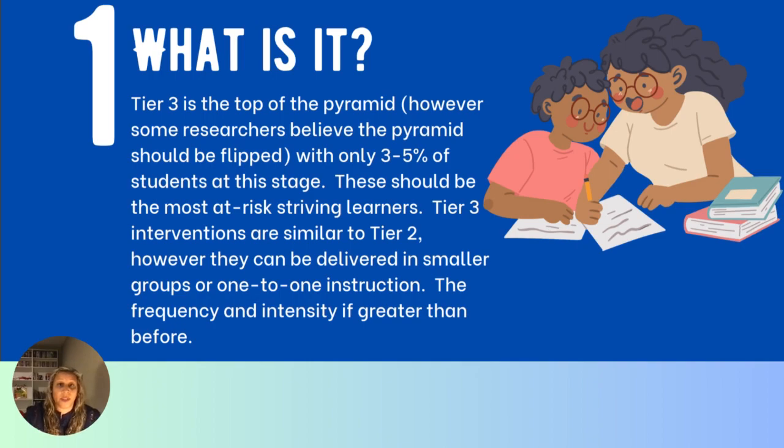Interventions are similar to the other tiers. However, they are normally delivered in even smaller groups or one-to-one settings. And the key is that the intensity and the frequency is upped even more. These learners will get interventions even more frequently and at a greater intensity than Tier 2. They will, however, still participate in core instruction.